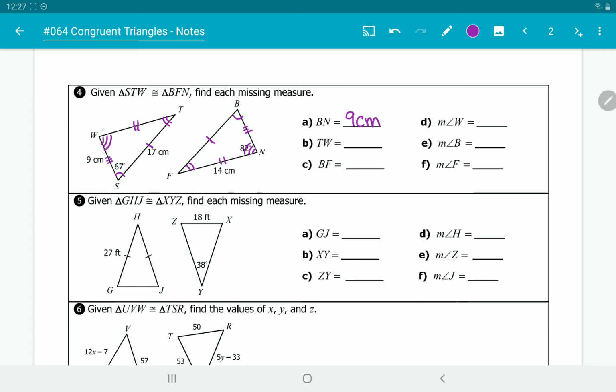So TW, it's got 2 tick marks. Okay, so it's the same as FN over here with 2 tick marks. And that's 14 centimeters, so this one's also 14 centimeters.